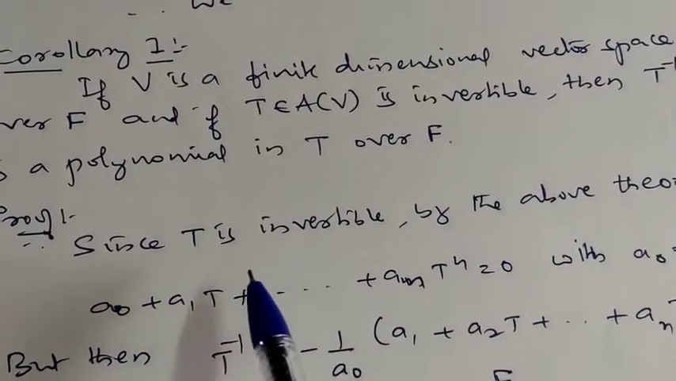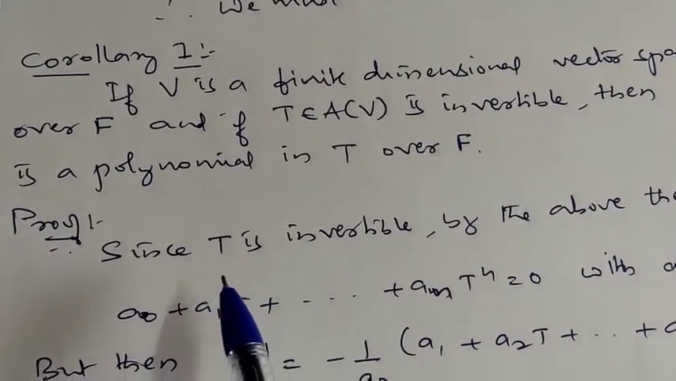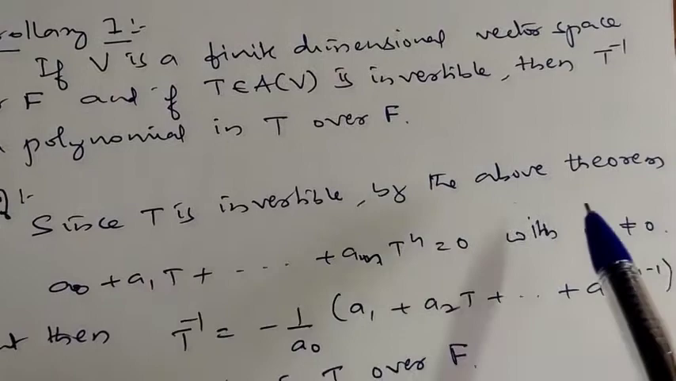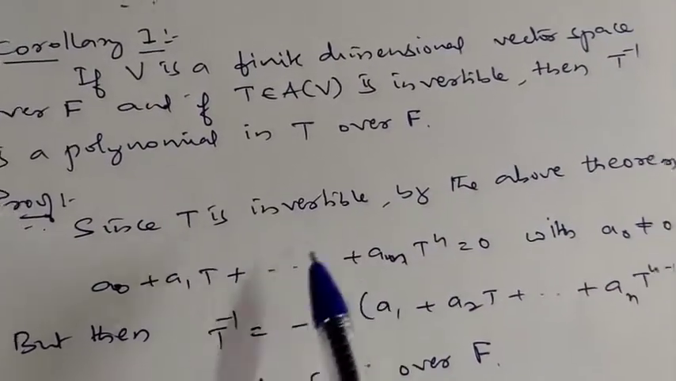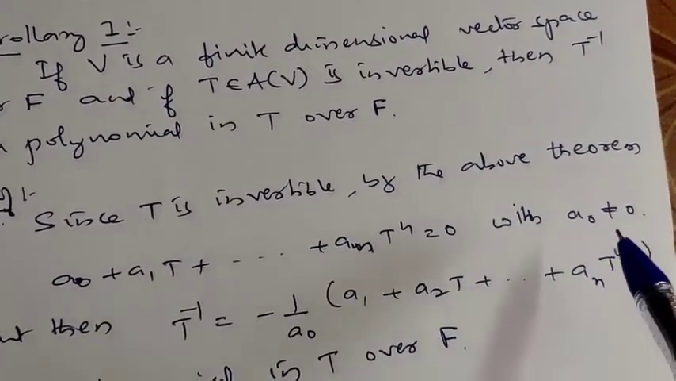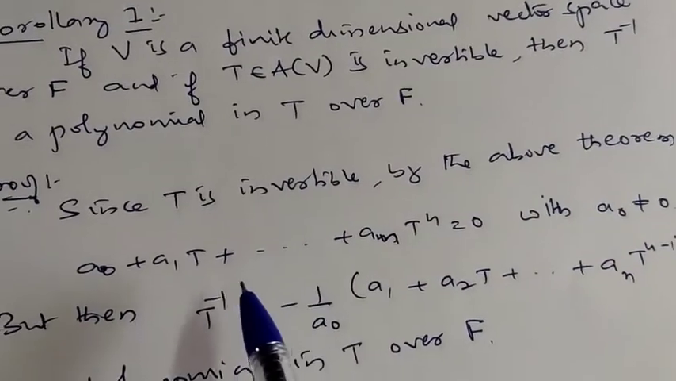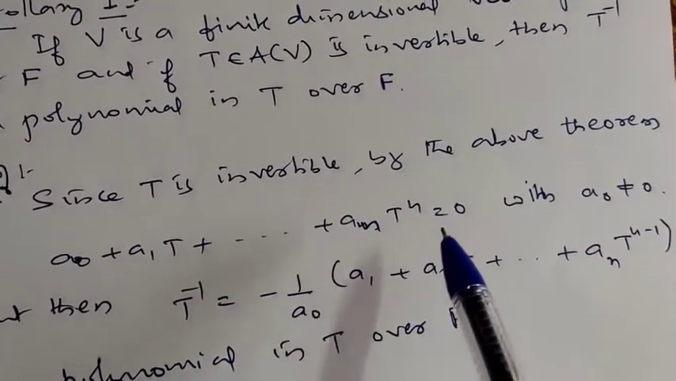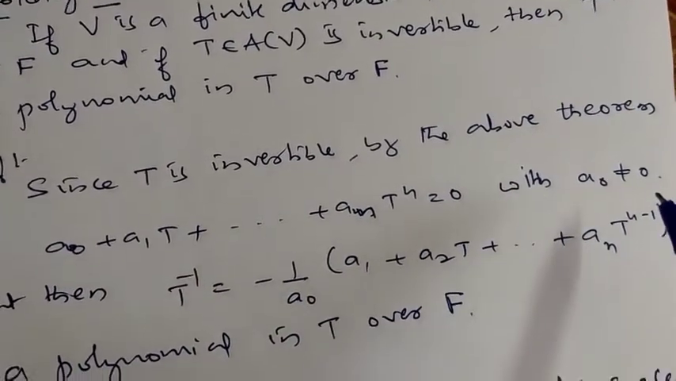The proof is very simple. Since T is invertible, by the above theorem the constant term a0 is not equal to 0. So a0 plus a1 T and so on, an T power of n is equal to 0, with a0 not equal to 0.